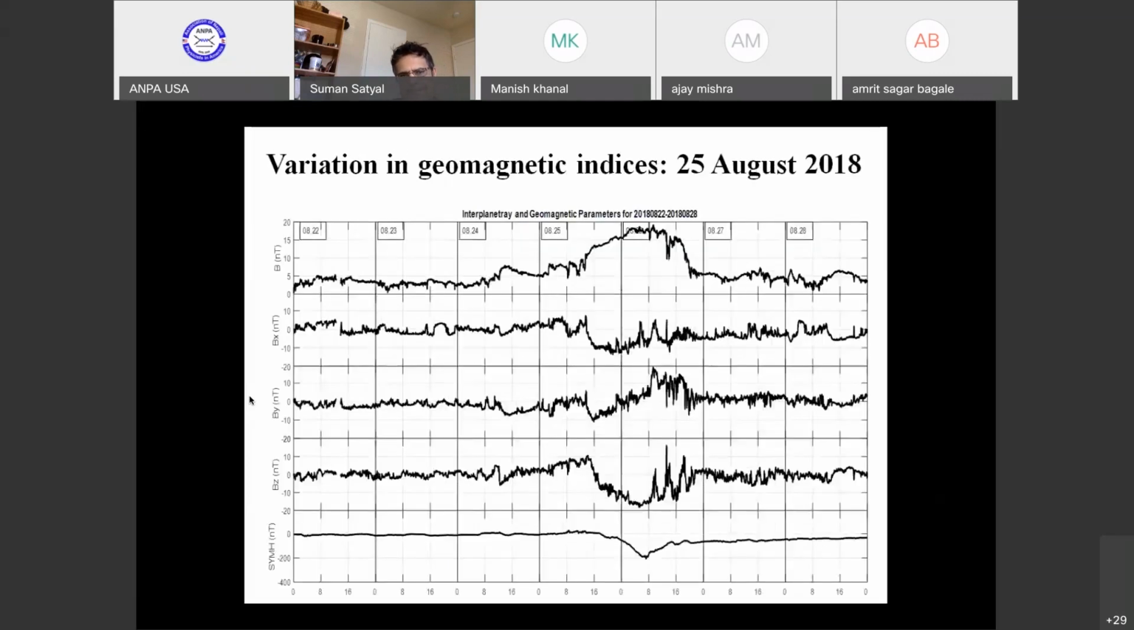Now, this shows the variation in geomagnetic indices due to the storm of 25th August 2018. The panels from top to bottom show the total interplanetary magnetic field, the X component, Y component, and Z component of the interplanetary magnetic field, and the index measured on the Earth's surface.